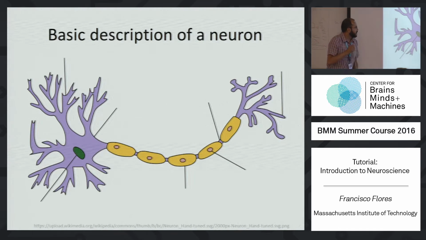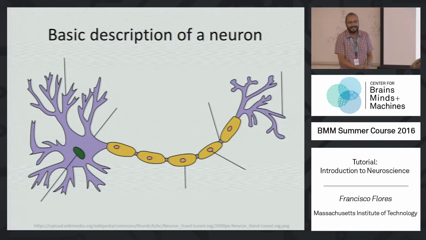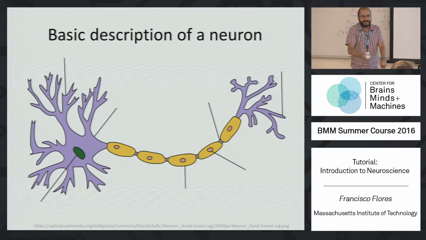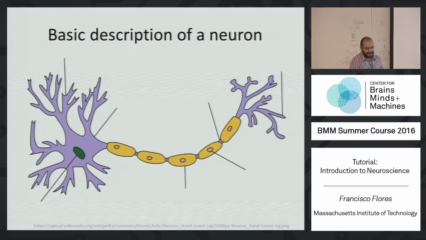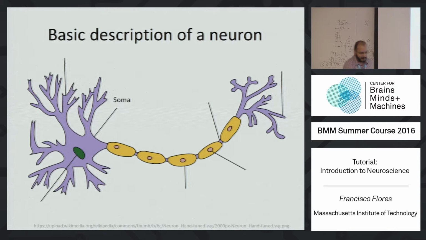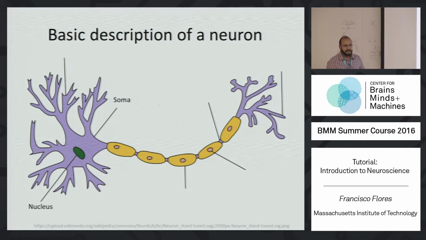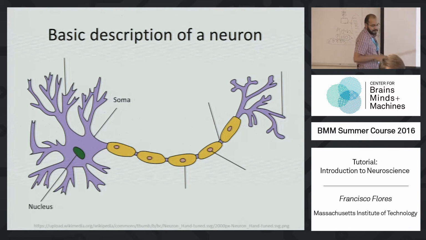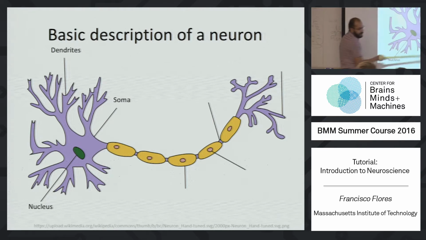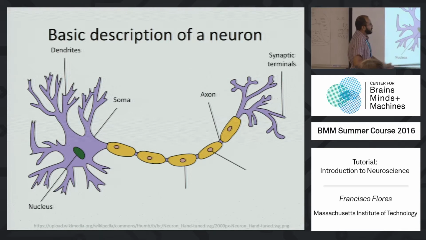So first things first, the neuron. The neuron is the basic building block of the brain, and the whole nervous system really. Just like any other cell in your body, it has a soma, which is this area here, and it has a nucleus, which is this red dot here. But different from other cells in your body, the neuron also has these particular projections that you can see here that are called dendrites, and it has this other projection that is the one emanating here, that is the axon. And the axon terminates in what are called the synaptic terminals.